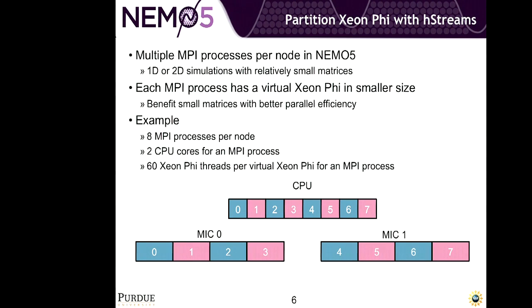So here's the approach with hStreams. This is problem dependent because when we have multiple MPI processes per node, say for small 1D or 2D simulations with relatively small matrices, we can use hStreams to store the intermediate results on the MIC. This is problem dependent, and it is used by our science-oriented students. Each MPI process has a virtual Xeon Phi of smaller size. We think a smaller number of threads can benefit the efficiency for smaller matrices.